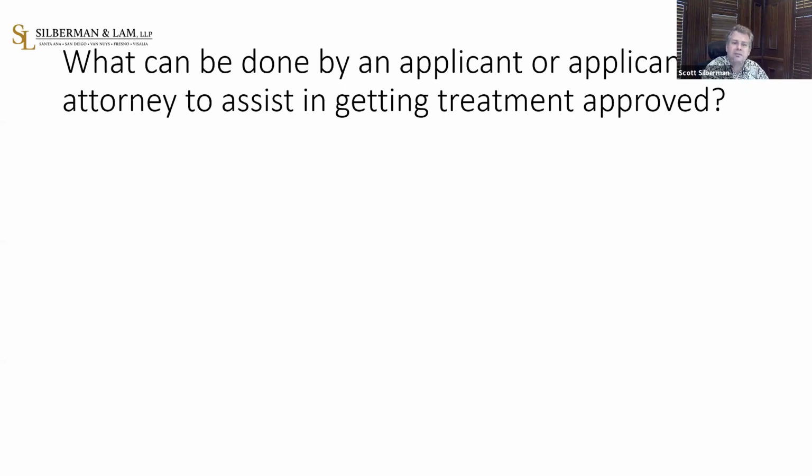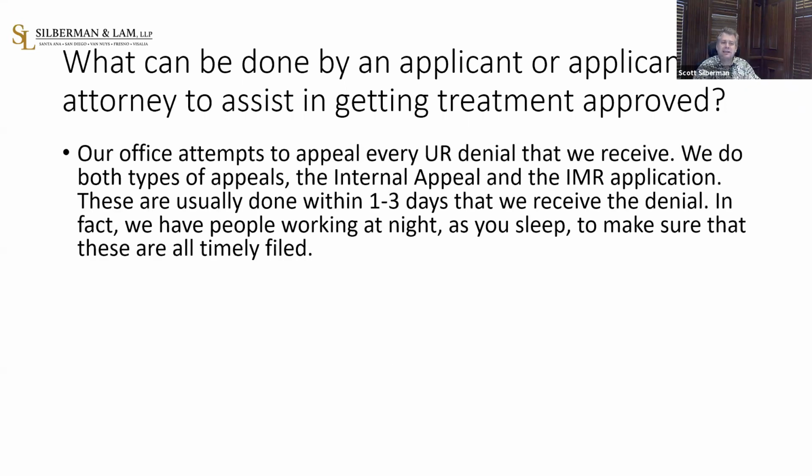Okay, so what can be done by the applicant or the applicant's attorney to assist in getting treatment approved? What we do in our office is we attempt to appeal every UR denial we receive. We do both of the types of appeals we talked about: the internal appeal and the independent medical review application. They're usually done in our office between 1 to 3 days from when we receive the denial from the insurance company. Usually we get these by fax. In fact, we have people working at night on these utilization review denials, because we try to do them the same evening they come in.